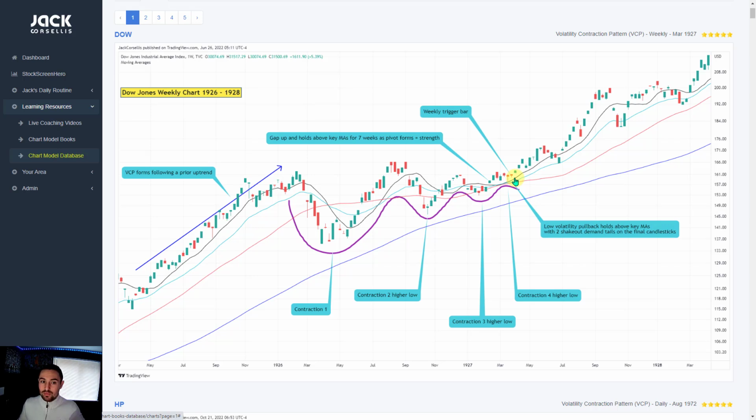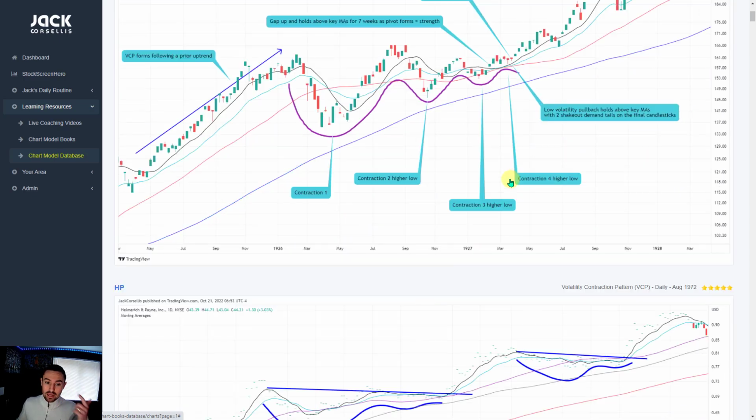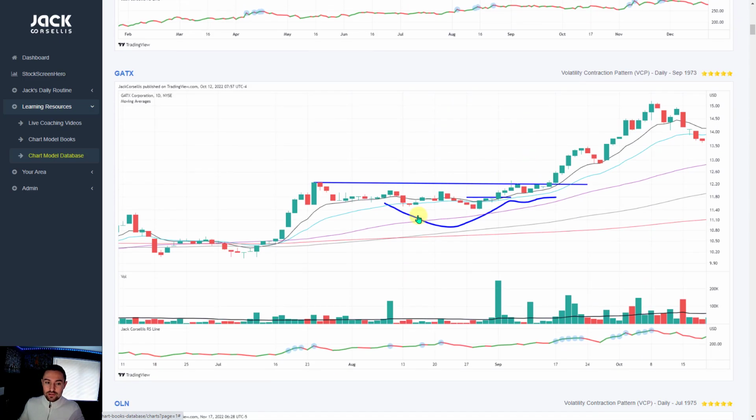Now, what I found as well is across all of the different time frames, the best VCPs, invariably the pivot, which is where you start getting the real tightness in price, ideally it's in single digit in terms of the percentages on the weekly chart and the daily chart, forms above all key moving averages. So just an observation of mine is actually the strongest of the strong ones, the pivot, when price starts getting really tight, will set up above all of the key moving averages.